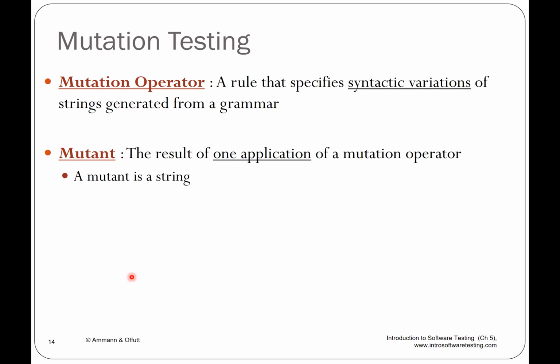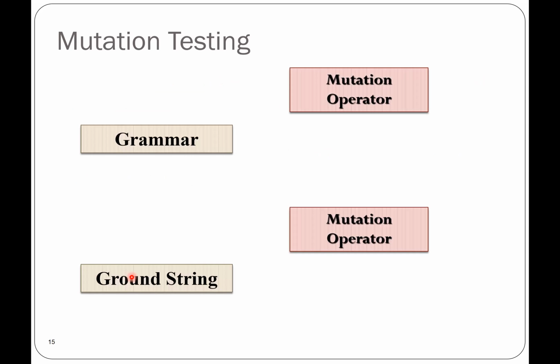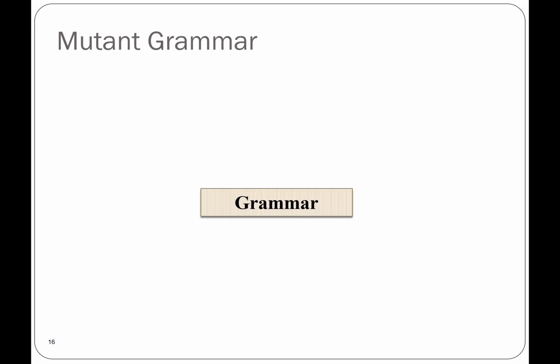Okay, so the mutant is the produced messed up version of the original. So we apply the operators to a grammar or a ground string, and then we end up with a mutated grammar or similarly a mutated ground string. Okay, there could be many different types of mutation operators.